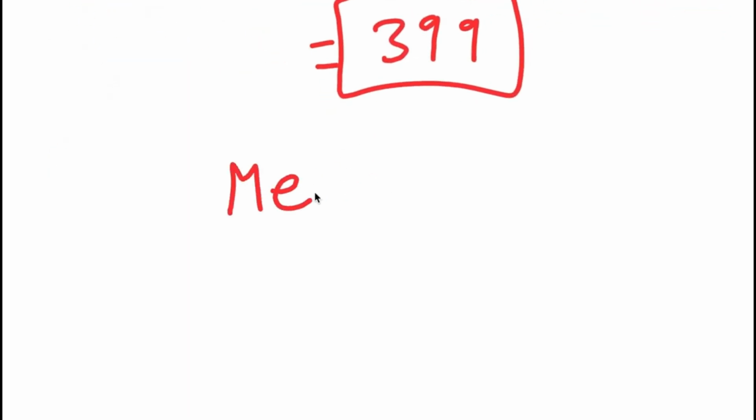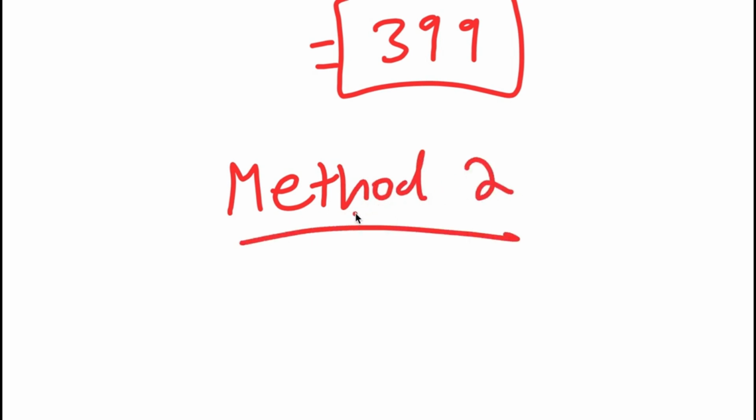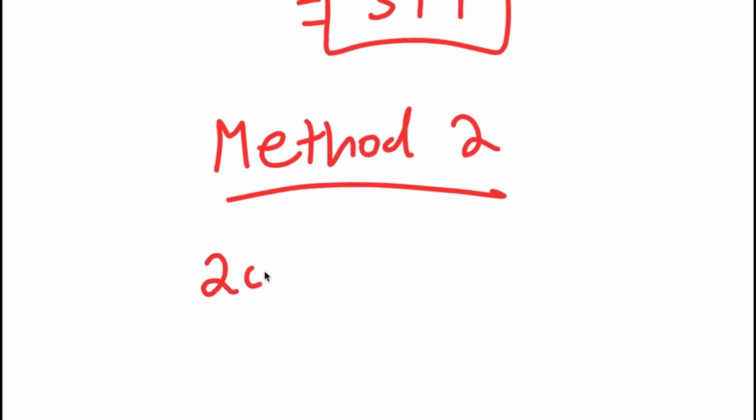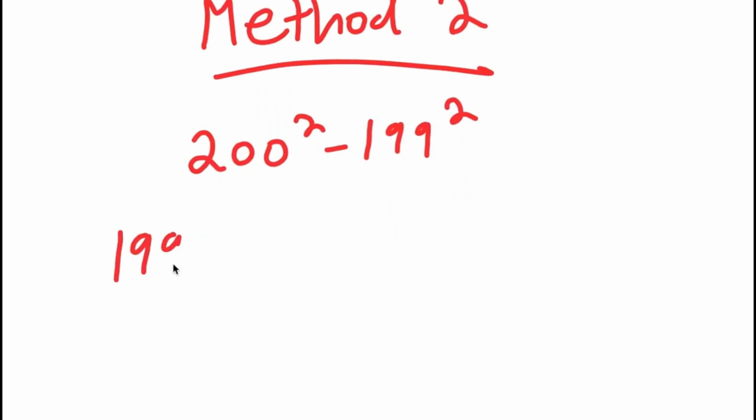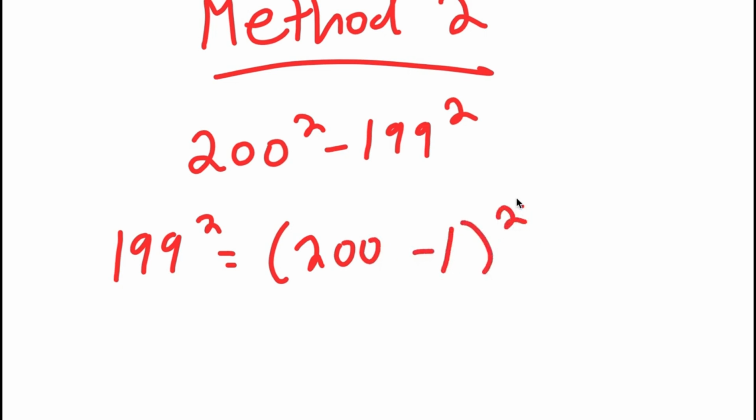Now for method number two, my problem was 200 squared minus 199 squared. And for this method, what I'm going to do is rewrite 199 squared as 200 minus 1 squared. So in our first method, we wrote 200 squared as 199 plus 1 squared. This time we're going to rewrite 199 squared as 200 minus 1 squared.